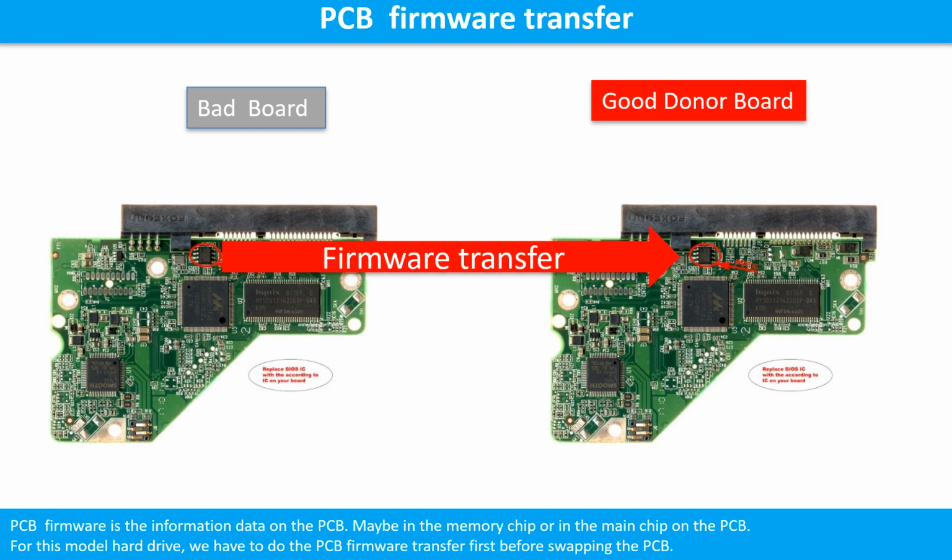PCB board firmware. PCB board firmware is the information data on the PCB board. It may be in the memory chip or in the main chip on the PCB board. For this model hard drive, we have to do the PCB board firmware transfer first, then we swap the PCB board. Otherwise, the new board will not work on the original hard drive.